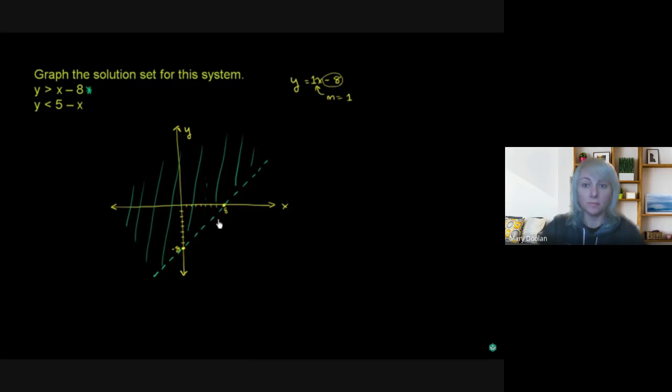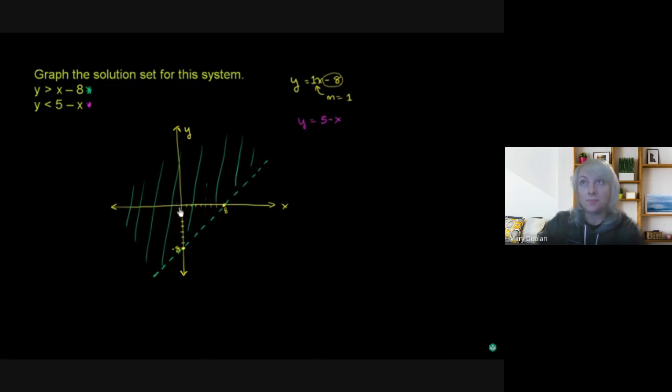But in general, I like to just say, hey, look, this is the boundary line, and we're greater than the boundary line for any given x. Now let's do this one over here. The boundary line for it is going to be y is equal to 5 minus x. So the boundary line is y is equal to 5 minus x.